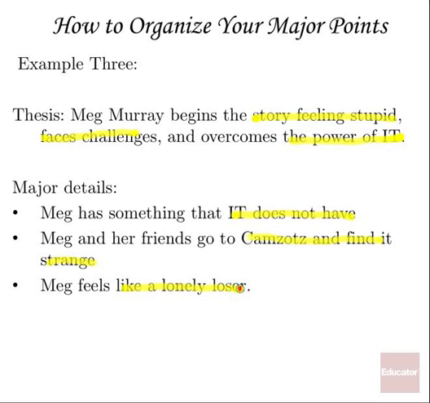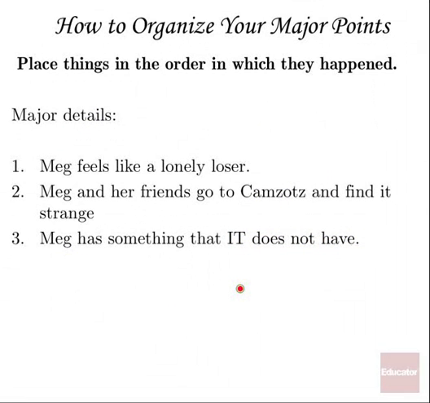This is a very easy pattern of organization for these 3 points. You just put them in the order that they happened. This is called chronological order, and I'm going to spend half a lesson explaining what chronological order is later. So, in the beginning, Meg feels like a lonely loser. Then, she and her friends go to Camazotz and find it strange. Meg has something it does not have.